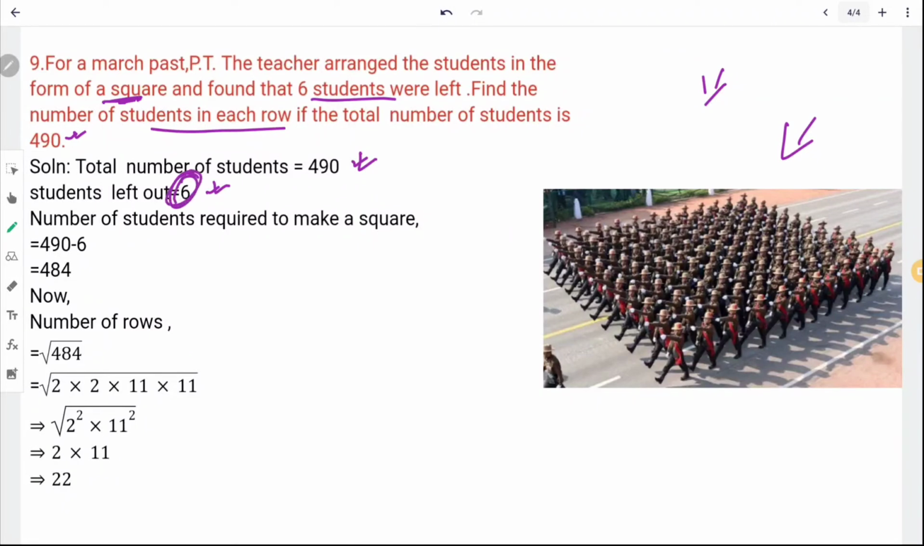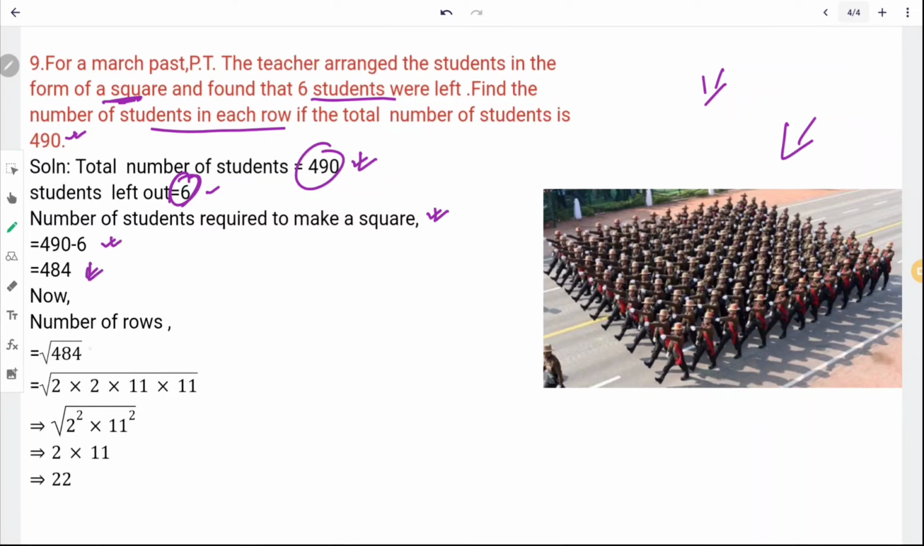If these extra students are there, then we cannot form a square. The question is asking us to find the total number of rows. So to know the number of students required to make a square, we have to subtract this from this, because remember, these 6 are left out. These are the extras. When I subtract, we're going to get 484.